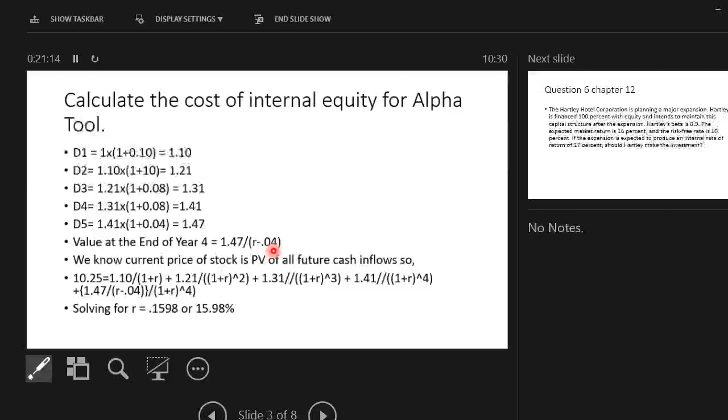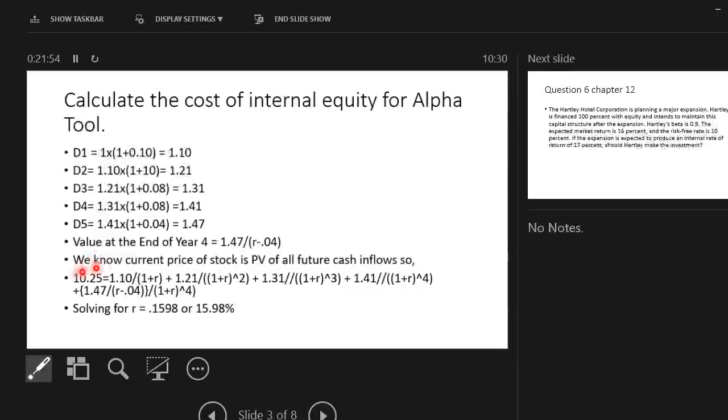0.04, remember it's the growth from the end of year 4 until forever, right? Until forever. So the formula, remember that formula we dealt with before when we want to calculate the terminal value. It will be 1.47 divided by the rate minus 0.04. In this case, 0.04 is the growth. All right. I've just put R there because we do not have the rate of return, and that's what we are calculating.